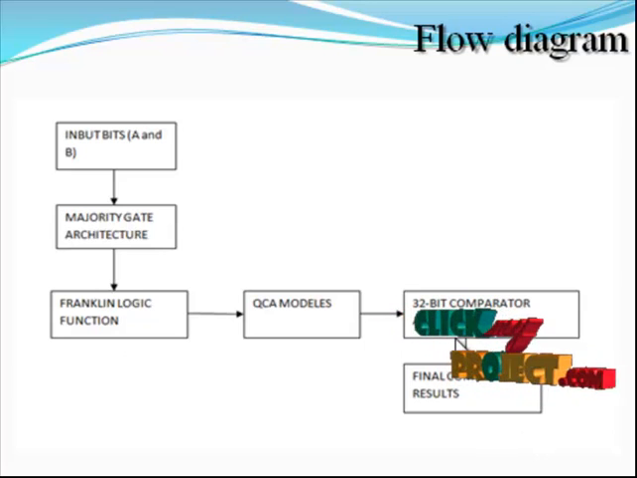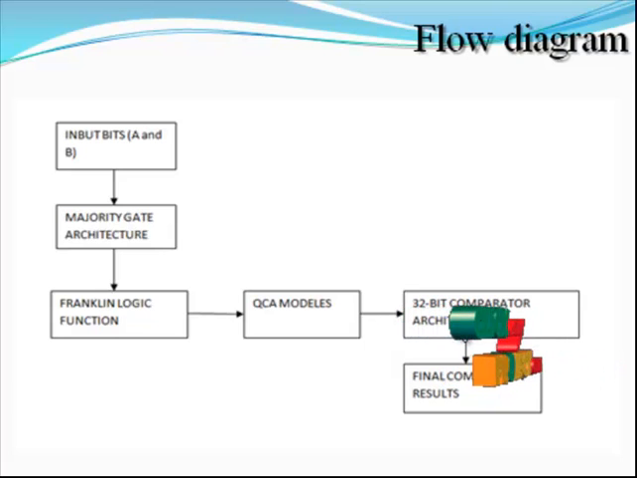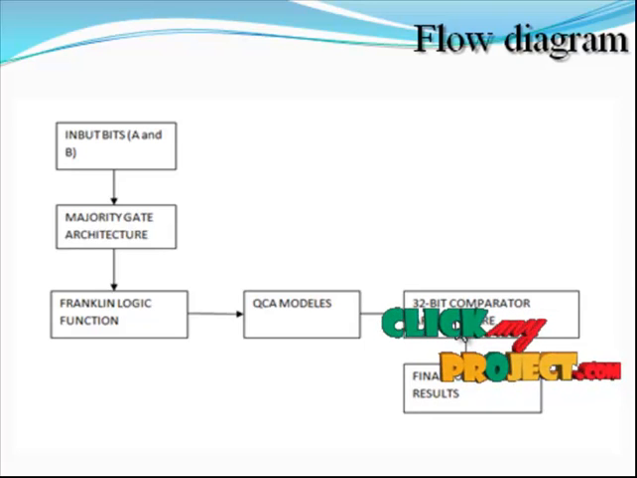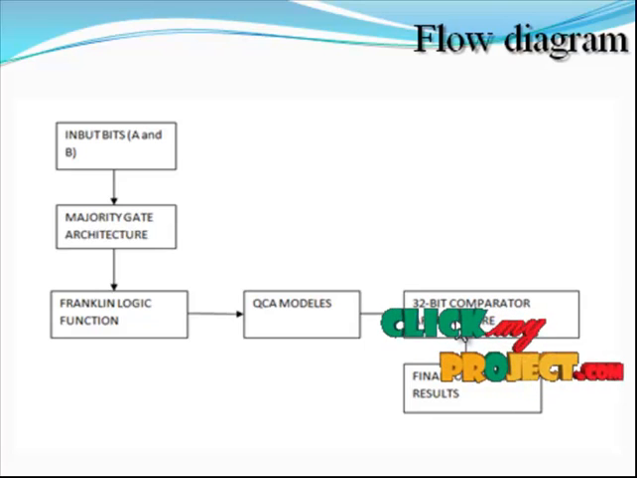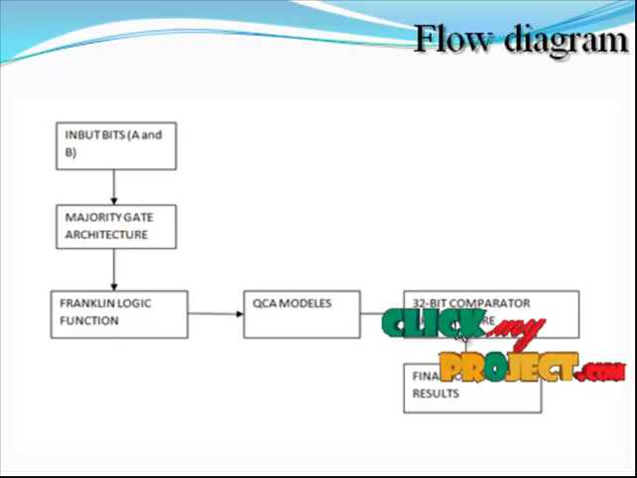Three types of comparison process are applied: first, A equal to B, A greater than B, and A less than B. The three results are passed to the final comparator architecture, and the final comparison results are applied to the Xilinx process. Then we will discuss the synthesis and simulation results and performance levels for the comparator architecture.